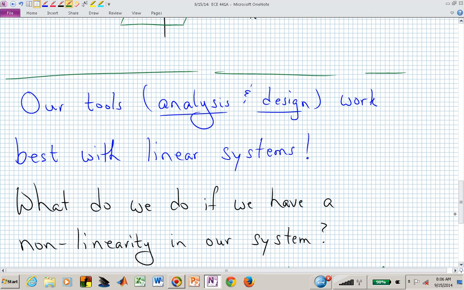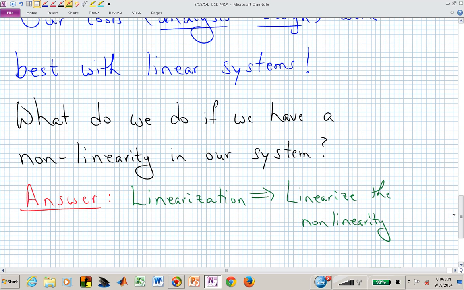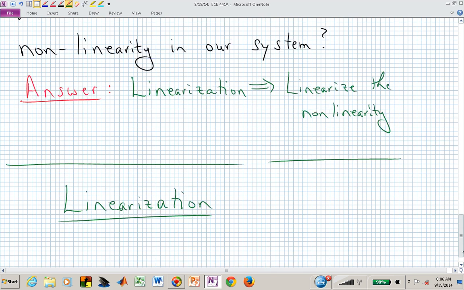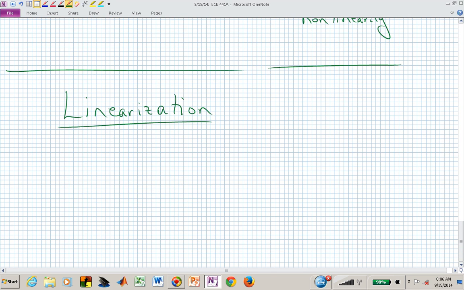As I said, we will be analyzing and designing based on our system being linear. We need to figure out, what do we do if we do have some nonlinearity in our system? And I think the answer is obvious, since that was the goal of this lecture. We want to be able to perform linearization, or we want to linearize the nonlinearity. Let's then look at that by means of an example.